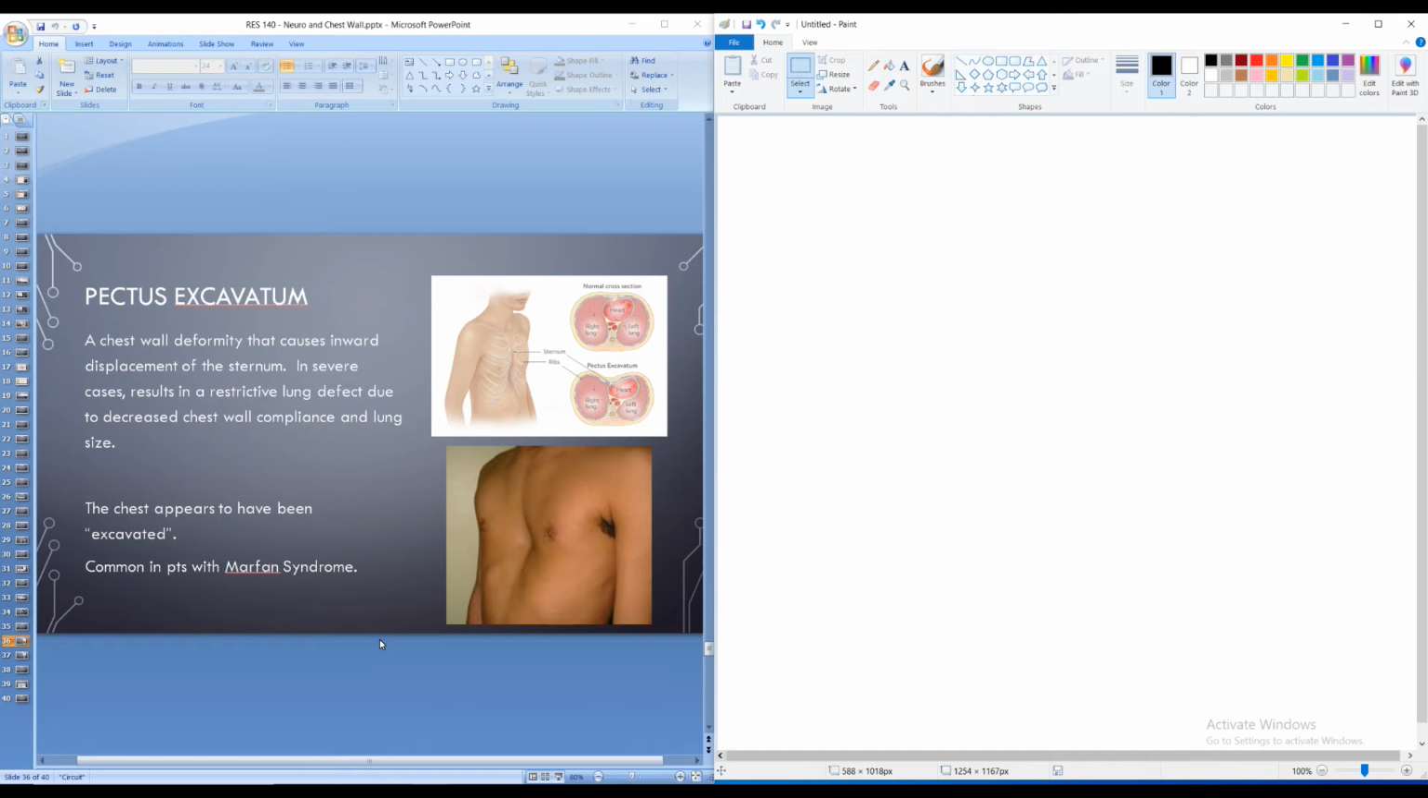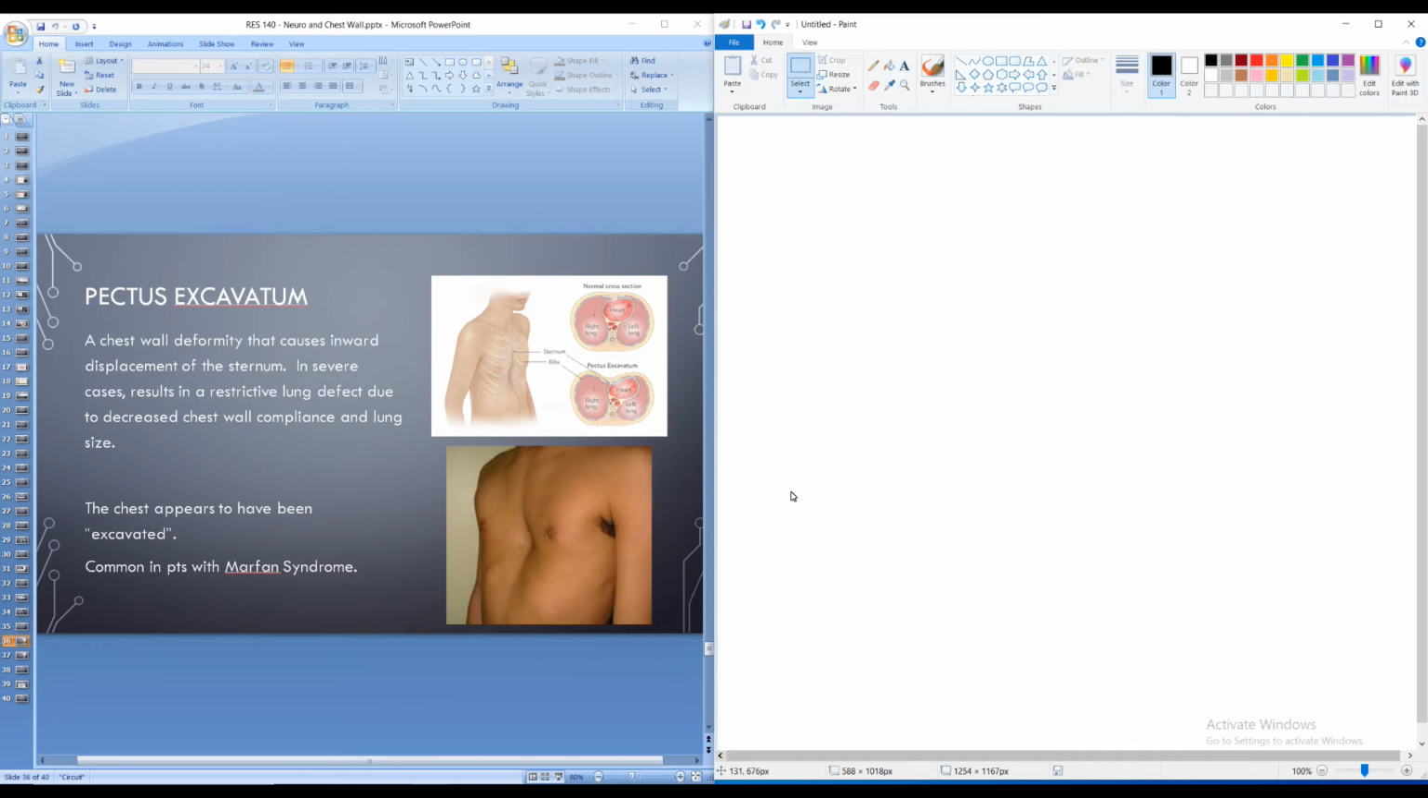So as you can probably imagine, in severe cases, it's going to result in a restrictive lung defect, because it's not only taking up space where the lungs potentially should be from this massive inward curvature of the chest wall, but this isn't a normal mobile chest wall. It's not normal chest wall that's pliable and moves a lot. This is not its usual makeup, so it's not as pliable. It doesn't move outwards. It doesn't stretch out as much. So your lungs don't stretch out as much.